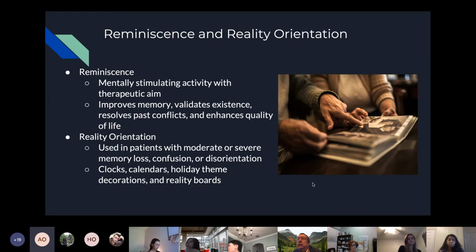Reality orientation. Patients with moderate to severe memory loss, confusion, or disorientation require therapeutic effort to keep them mentally integrated with the world around them. For these patients, reality orientation is an effective tool, more than just a simple review of the date, weather, next meal, and next holiday. Reality orientation is a total approach to keeping the patient oriented. Clocks, calendars, holiday decorations, and a reality board enhance but do not substitute for staff interaction. Consistency is crucial to promote orientation.